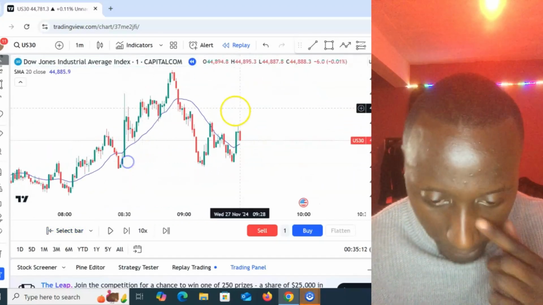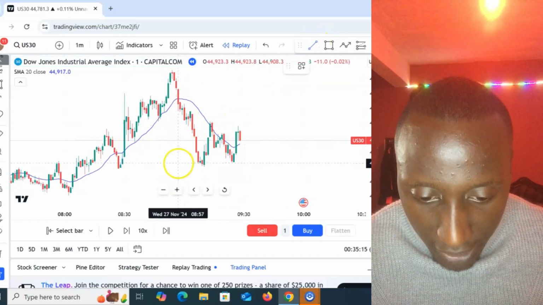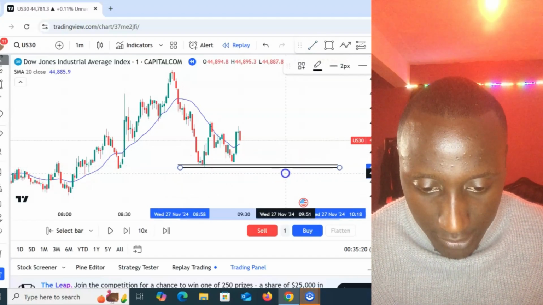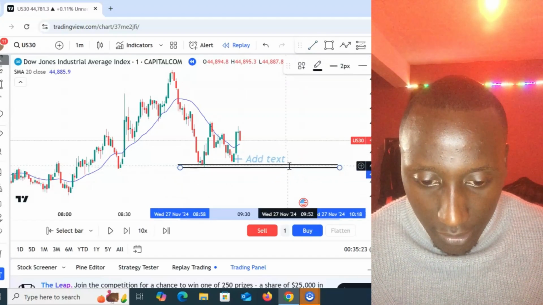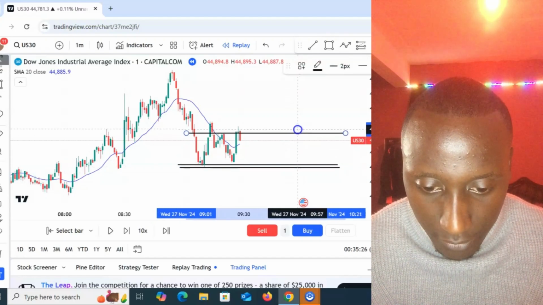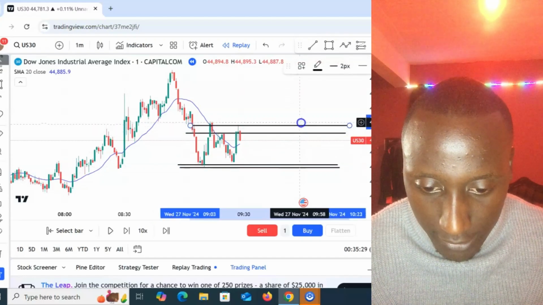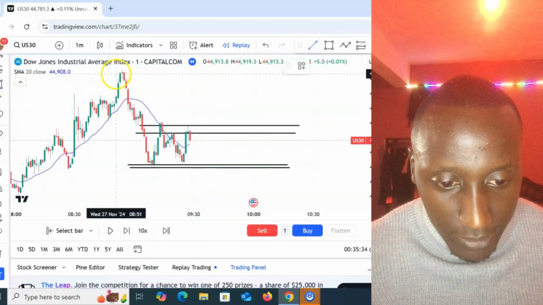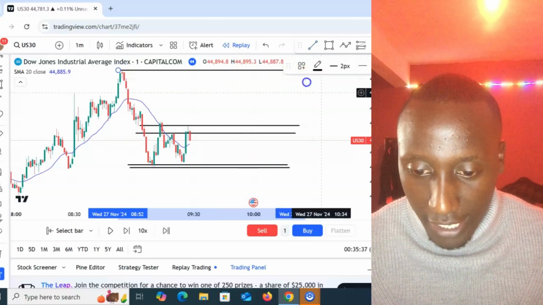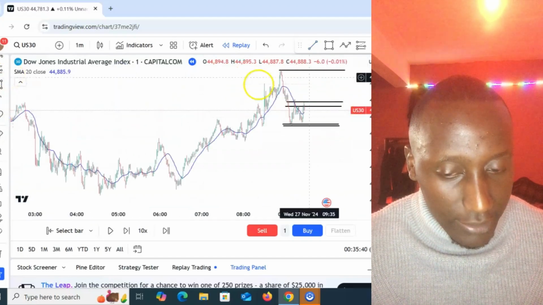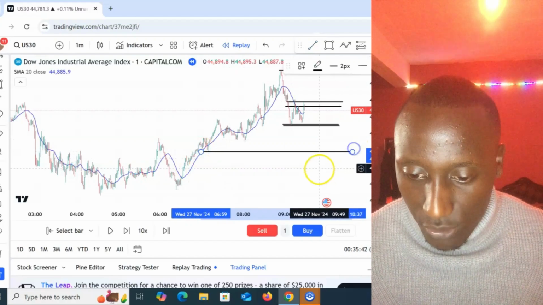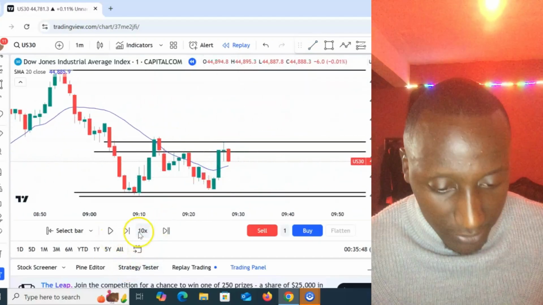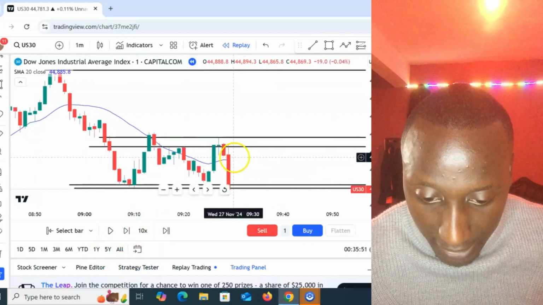Before the market open, this is what we see. We have this area down here that is like a support, and then we have this area up here that is like a resistance. So my thinking was, I want to target these highs if price breaks out to the upside, or I want to target these lows if price goes to the downside. And then we want to take a 1:2.